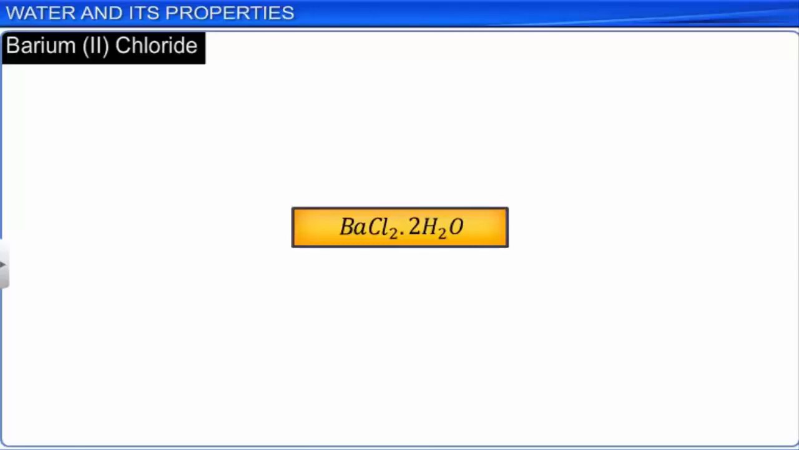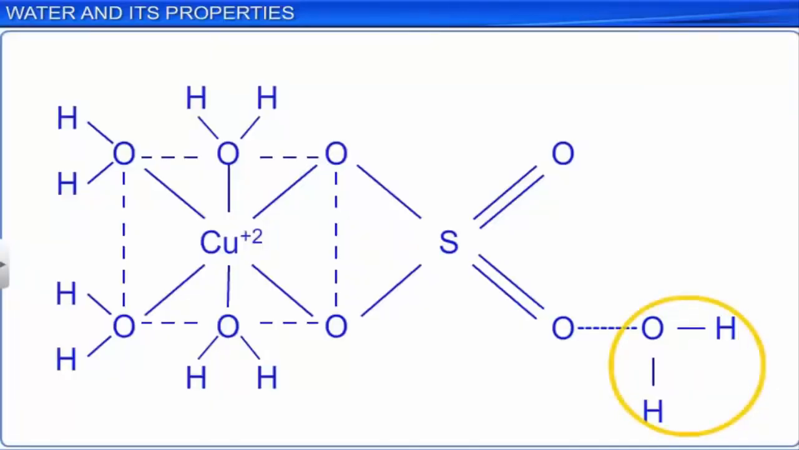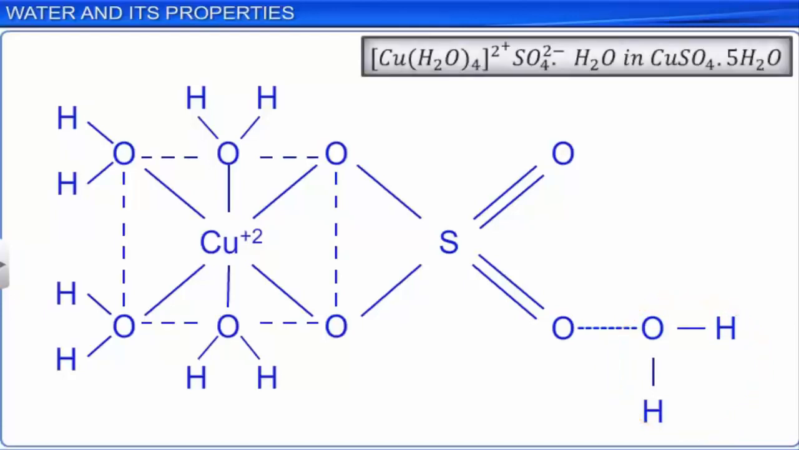In the third type of hydrates, water molecules are hydrogen bonded to certain oxygen-containing anions. For example, in CuSO4·5H2O, one water molecule is hydrogen bonded to the sulfate ion, and the other four molecules are coordinated to give [Cu(H2O)4]2+ plus [SO4·H2O]2-.